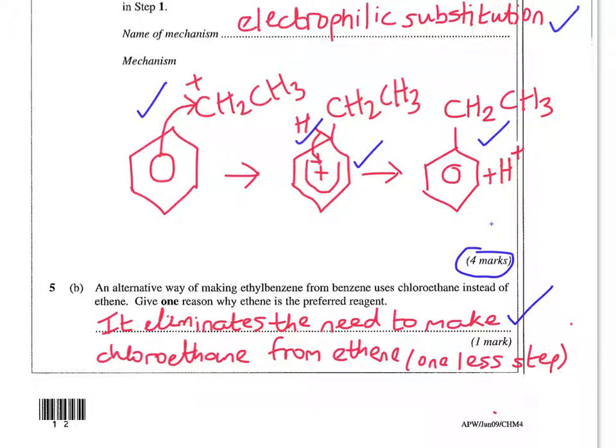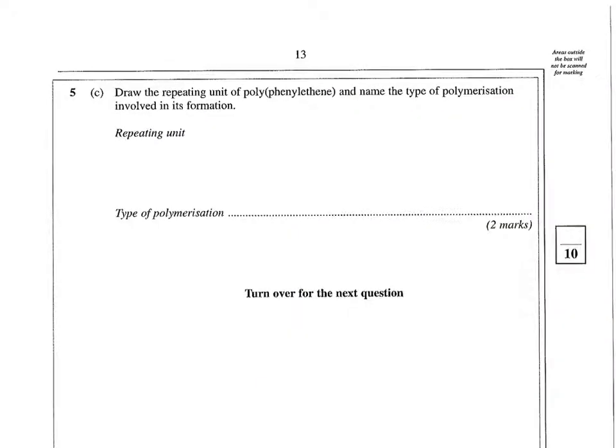Okay, let's go on to the last part of this question. It's asking you for the repeating unit of polyphenylethene. So let's think about what phenylethene is first. Now what we need to do is think about how this might polymerize. Now clearly your repeating unit is not the original monomers I've just drawn, but the actual polymer, but one repeating unit of it.